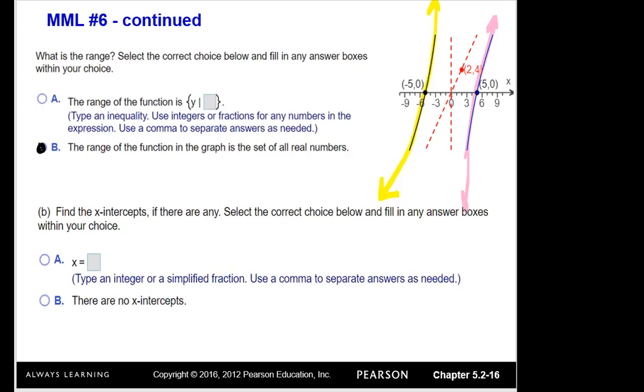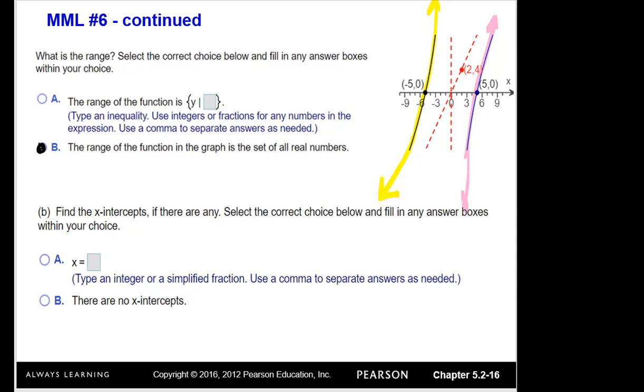You would have to have a horizontal asymptote in order to eliminate a y value. So your vertical asymptotes remove numbers from the domain, and your horizontal asymptotes remove numbers from your range. Sometimes the oblique does and sometimes it doesn't, but in this case it doesn't because this is on both sides. So, okay.